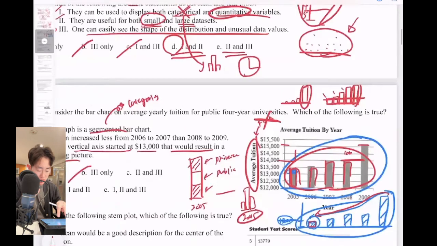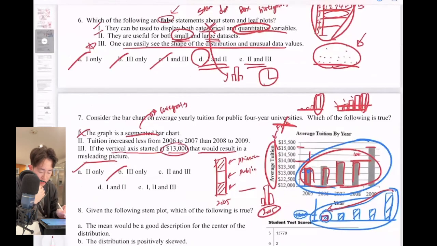So when the question is saying if the vertical axis started at 13,000, it would result in a misleading picture, the only reason why it might lead to a misleading picture is because the bar graphs look different, so that the person could make some different conclusions about the shape. That is the only possible explanation as to why I would say Roman numeral 3 would be correct. It's not 100% though for me, but the answer is indeed C.